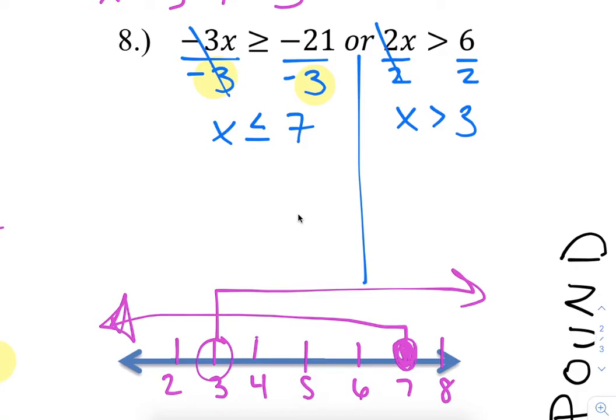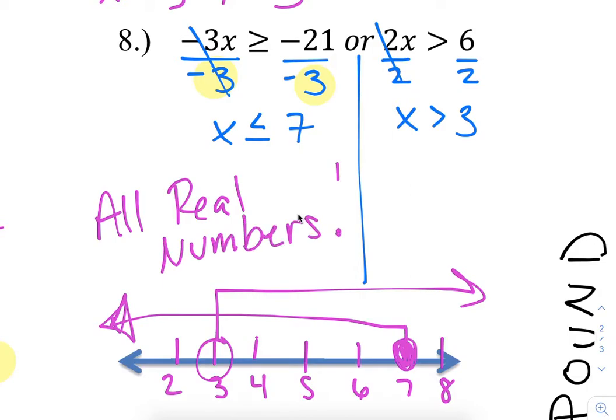When I look at this, I'm allowed to use all of these. 2 would work. He would be an either or. He's less than 7. Yes. 5 would work. He's less than a 7. He's good. 7 would work because it's or equal to. 8 would work because it's still greater than a 3. Since all of these work and all of my arrows are overlapping, this is a problem where we would say all real numbers.